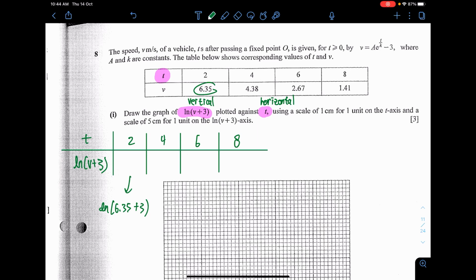Ln of 9.35. Okay, key that in the calculator. Do the same thing here, like ln of 4.38 plus 3. Alright, let's just list down what you're going to get in the calculator. My suggestion is to put it in 2dp at the very least. This one is 2.00 in 2dp. This is 1.74 and 1.48.